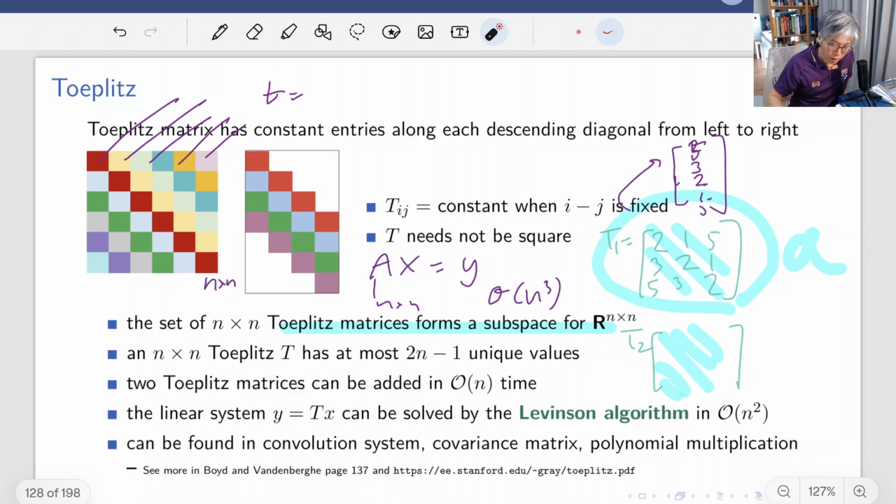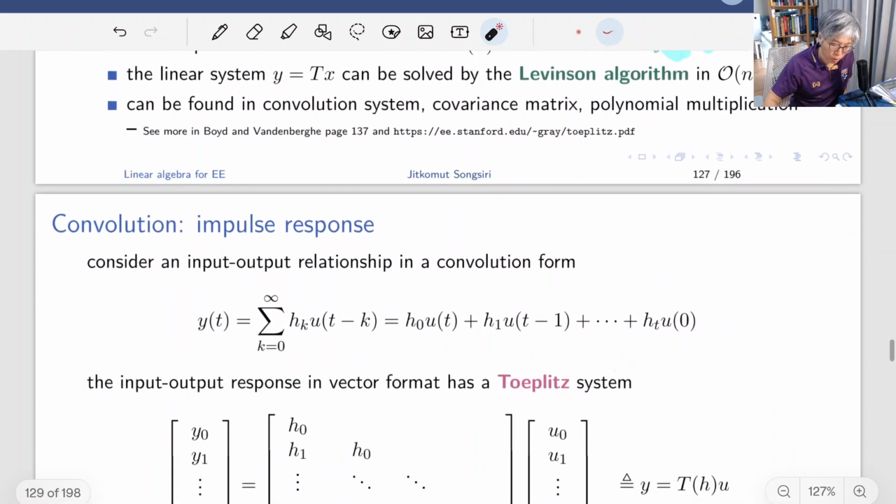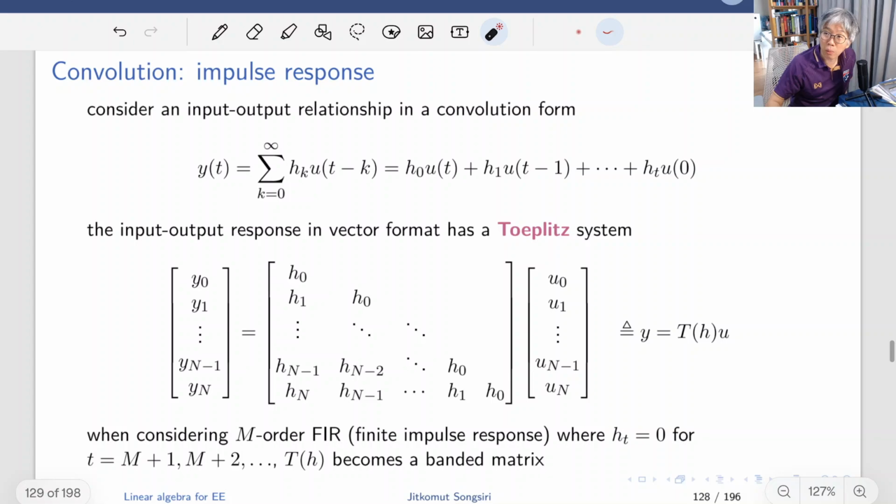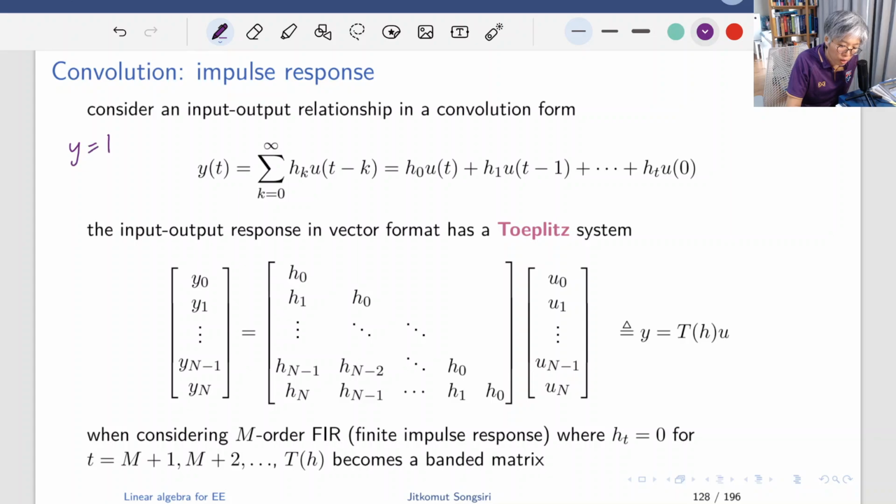Where can we see this Toeplitz structure? I'm going to show you. The first one is from a convolution system. If you have a linear system that explains the relationship in a convolution sum, this is in discrete time. So H is a linear system, U is the input, Y is the output. And this h_k is the impulse response.